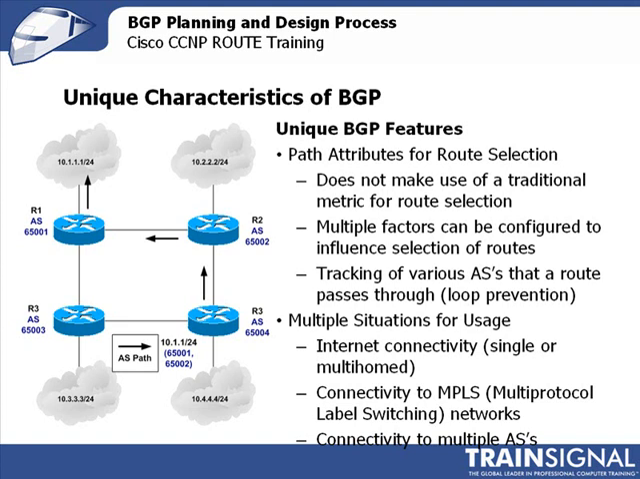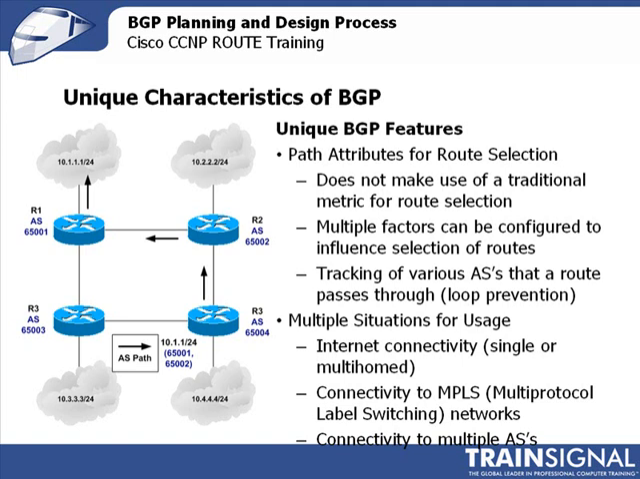Now, there are multiple situations in which you use BGP. Obviously, as in the case of the ISP I worked for, it's for internet connectivity, either single or multi-homed. Single-homed is just one connection. Multi-homed is multiple connections and/or multiple internet service providers. BGP is also frequently used for connectivity to MPLS, or multi-protocol label switching, networks. I worked for AT&T for 5.5 years. We used BGP exclusively for MPLS connectivity.